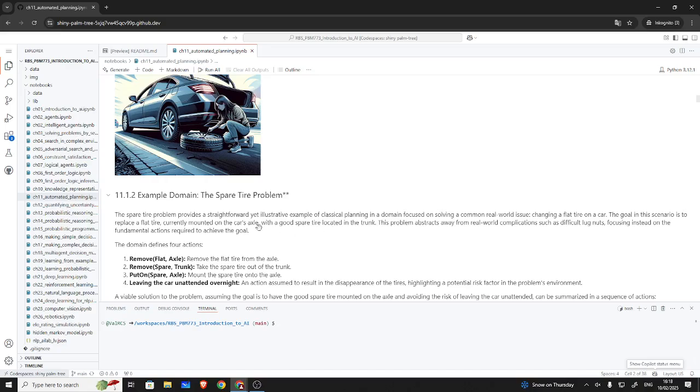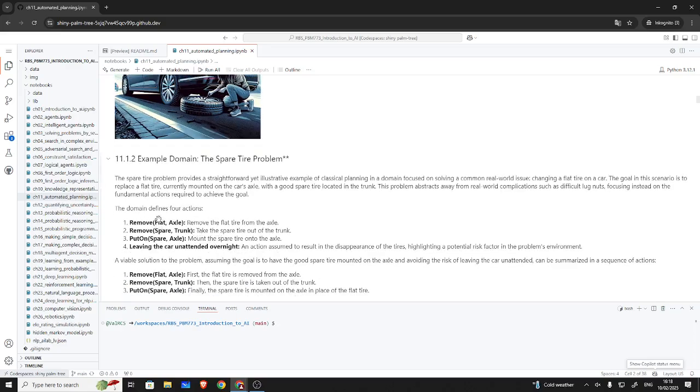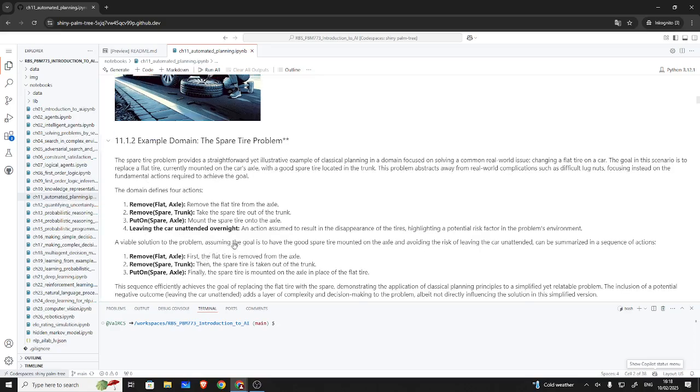But this assumes that you have a classical problem, that you actually have a spare tire. You could add some joke steps here for when you don't. So these are actually actions: remove flat, remove spare, put on spare X, and that is it. Leaving the car unattended overnight: don't do that. Drive home or get a tow service.